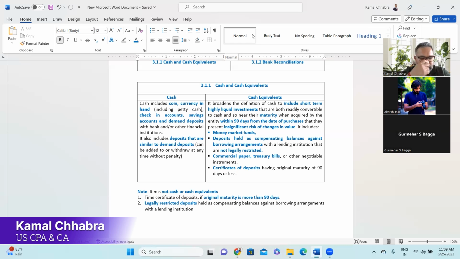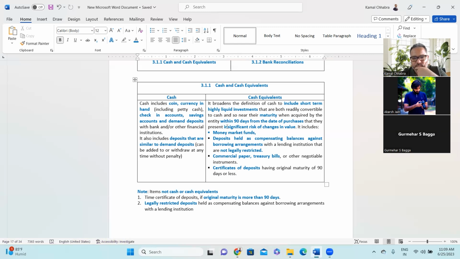Right? Any doubt, sir? Sir, two questions. One, what is a money market fund? And two, can shares and securities held also be considered as cash equivalents? Say that again. Shares and securities can also be called cash equivalents? No, it's an investment.